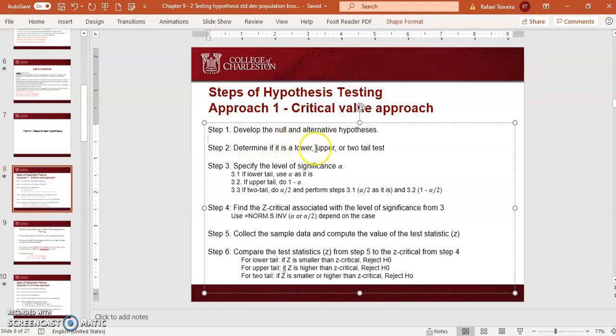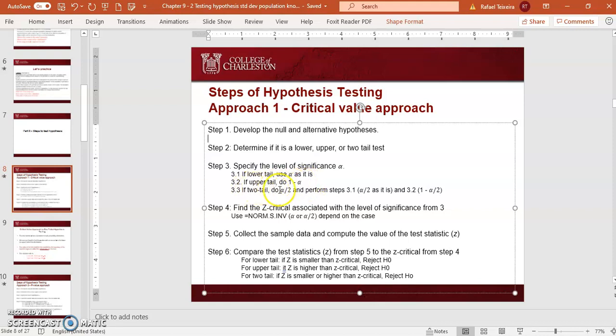Second step is determine if it's a lower, upper, or two-tail test. Third step is specify the level of significance. If it is lower tail, you use the alpha level as it is. If it is upper tail, you do 1 minus the alpha level. So if the alpha level is 0.01, then you do 1 minus 0.01, which is 0.99.